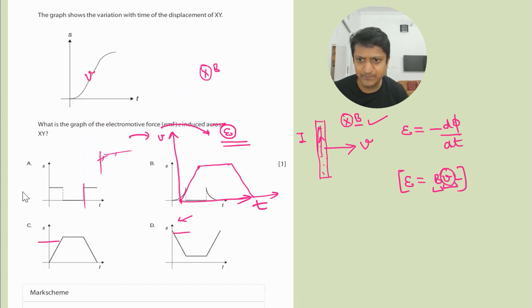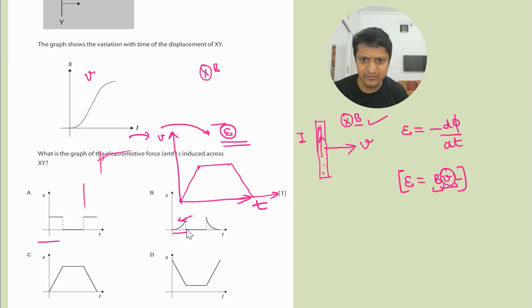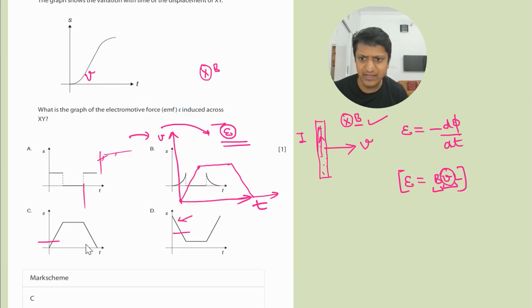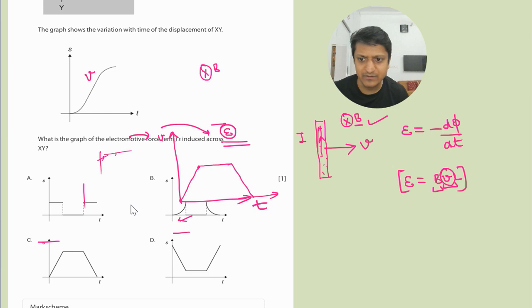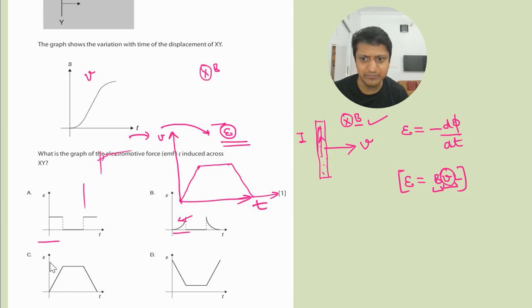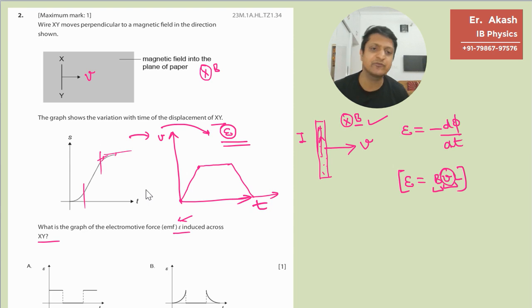So you can see A is not right, B is not right, and you can see here that C is the same, and our mark scheme also says C is the right answer. Just look into it, the same diagram C. So this is how we have to solve the question.